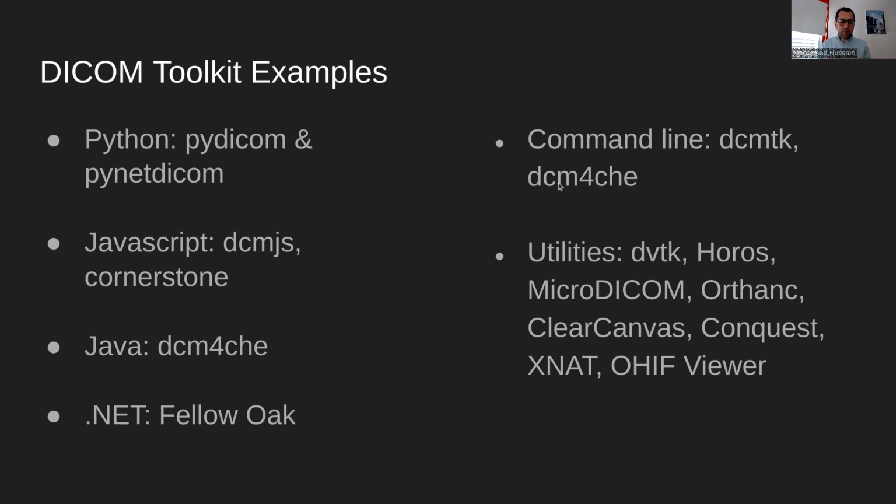These are, again, quick, easy command line tools you can use to dump an object, dump the pixel data, and so on and so forth. I always have these handy, and I recommend you do as well. There are a ton of utilities you could use to play with DICOM on your computer, from DVTK, which has GUI-based editors, to viewers like Horos for Mac and MicroDICOM for Windows, to mini PACS implementations like Orthanc, ClearCanvas, Conquest, and XNAT, and other web-based viewers like the OHIF viewer. There's no shortage of DICOM tools out there that make it really easy for you to achieve what you're setting out to do.